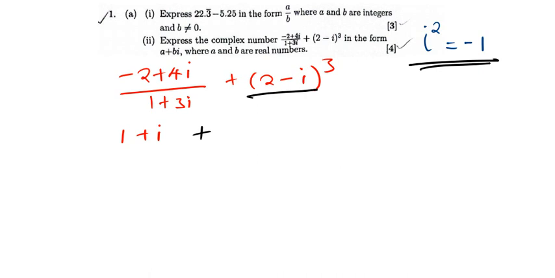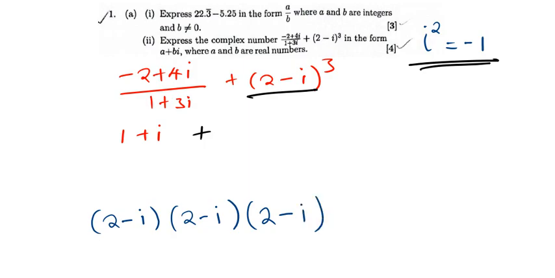So 2 minus i, open brackets 2 minus i. So we're multiplying that 3 times. That's what it means when you raise the power to the third power. It means multiply whatever is in the brackets 3 times by itself. So let's try to take the first 2 brackets.